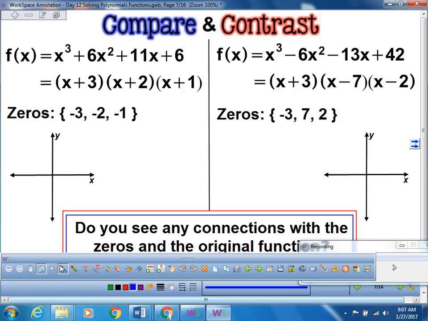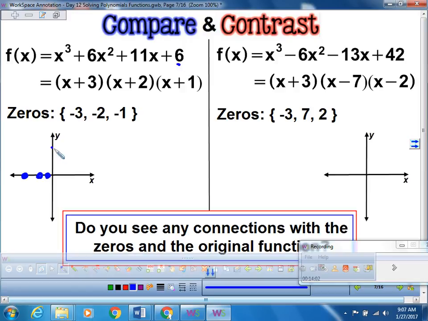I appreciate that. All right, so if my zeros are negative 3, negative 2, negative 1, and my y-intercept is right there, it's positive 6, I could roughly sketch this, right? I don't need any numbers, I just want to do a rough sketch. So it's going to look like that.